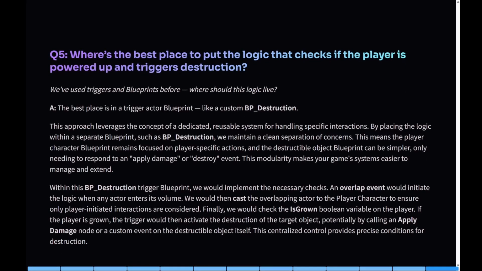And finally, where's the best place to put the logic that checks if the player is powered up and triggers destruction? So we've used the triggers in the blueprints before, but where should the logic live? The best place is in a trigger actor blueprint, like a custom BP destruction. This is the modular approach and considered best practice. In the blueprint, we would implement the checks, we'd have the overlap event, and we could cast that overlapping actor to the player character. Make sure only player-initiated interactions are considered. We would check our isGrown boolean, and if it was true, we'd destroy the target. Try a hand at this, and in the next video, we'll walk through this all together.